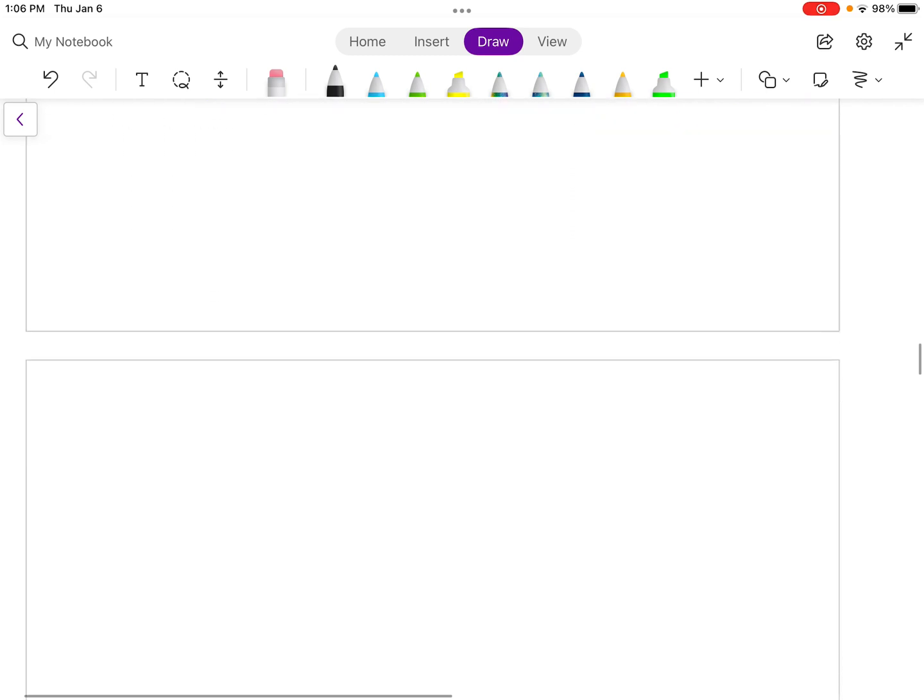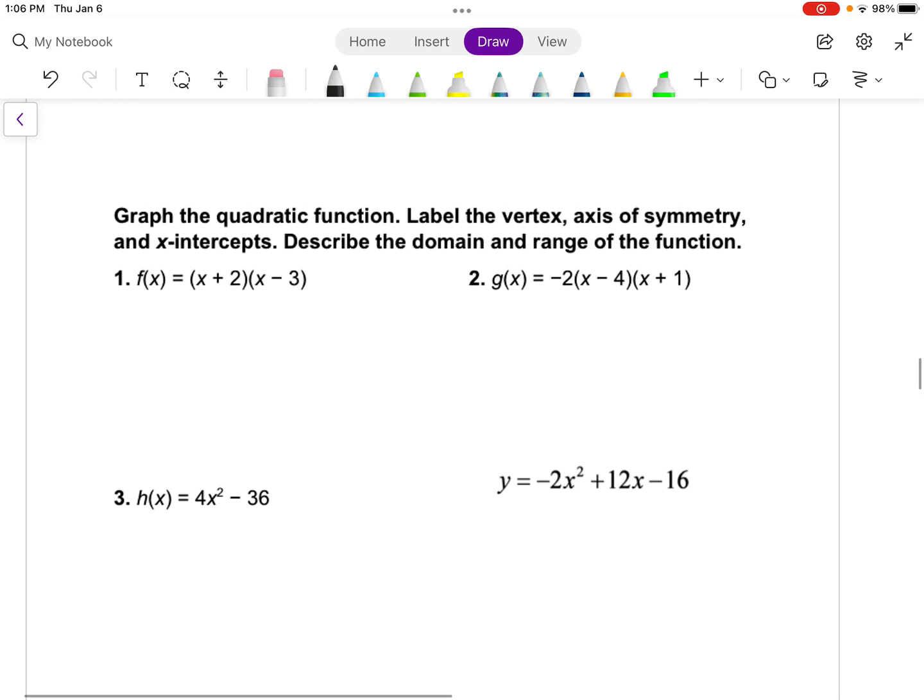I'm going to skip over that one. Let's try a couple of these. So let's do number 2 together. Then I'll have you try one, and then I'll show you one that isn't already in factored form. We'll try one of those.